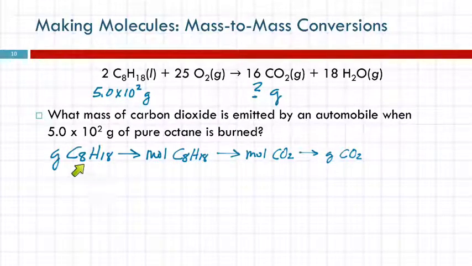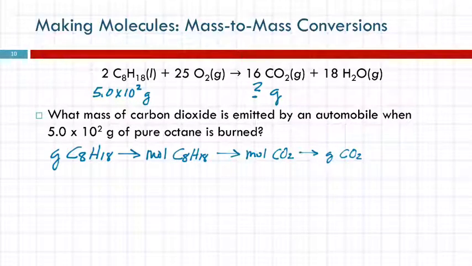In each of these arrows, we're changing one thing. In this first arrow, we're changing the unit from grams to moles, but we're still talking about octane. In the last one, we're going moles to grams, but we're still talking about carbon dioxide. In the middle, the unit stays the same, moles, but now we're changing the compound. You can only change one thing at a time. Any questions about the path?